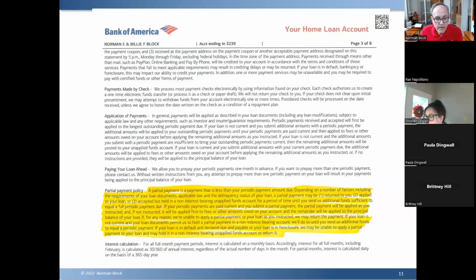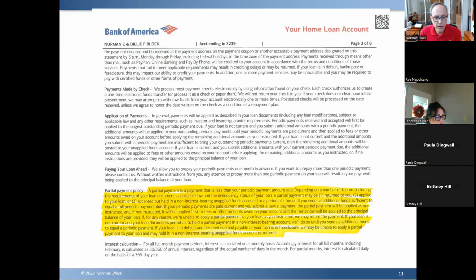To, let's see, I'm sorry, pick back up. If your periodic payments are paid current, meaning your loan is current when the periodic payment is paid, and you submit a partial payment while your loan is current, the partial payment will be applied as you instruct. That's why you have to tell them in writing what you're doing. And if not instructed, it will be applied first to fees or other amounts owed on your account, and the remainder will be applied to the principal balance of your loan, if it's not put in a non-interest bearing unapplied funds account.